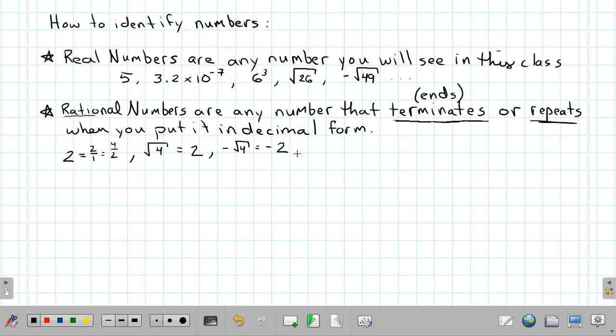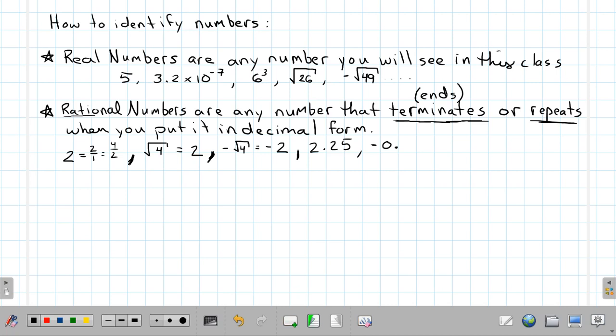Let's see. So we also have 2.25, okay? 2.25 is a rational number because it's a decimal that stops. Notice it's not 2.25 and then 5555 or 2.25 and then a bunch of random numbers. And the thing is, it doesn't go on forever, okay? So this is a decimal, 2.25, and that's it. There's no more numbers out here, and it doesn't go on forever, so it actually terminates. So it is a rational number, okay?